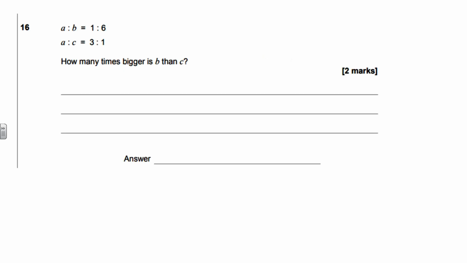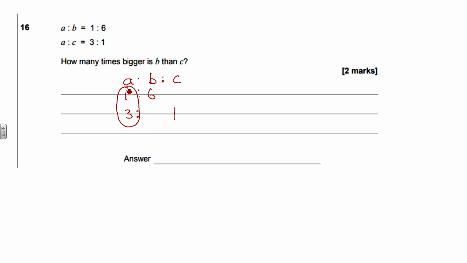Okay, question 16. Ratio where you've got A to B, A to C. How many times bigger than B is B than C? Almost all ratio questions where you've got three elements to the ratio, A to B to C, but you've only got like A to B is 1 to 6, and A to C is 3 to 1. What we're aiming to do is create a single ratio that incorporates all three things. The way to do that is to take the common element and multiply one or both of these ratios up so that you've got the same number.